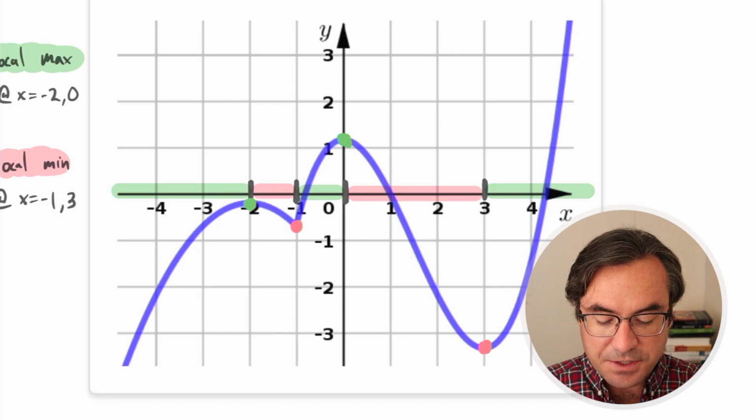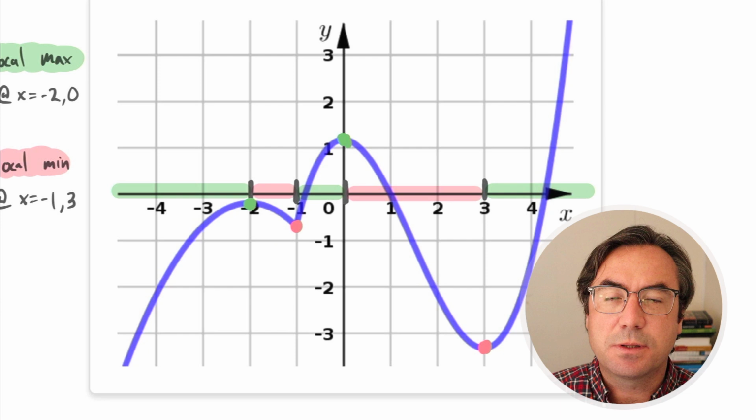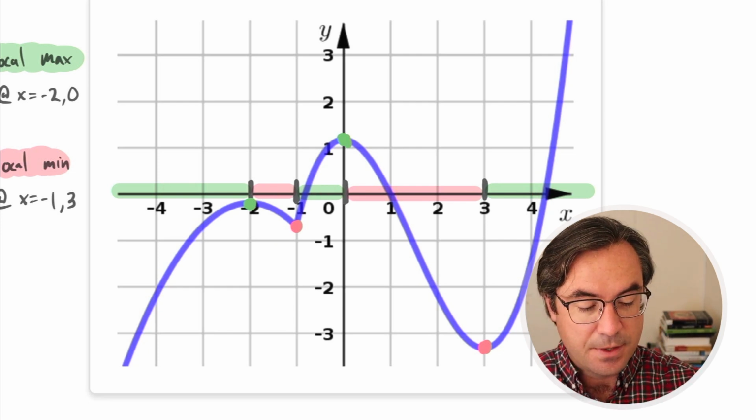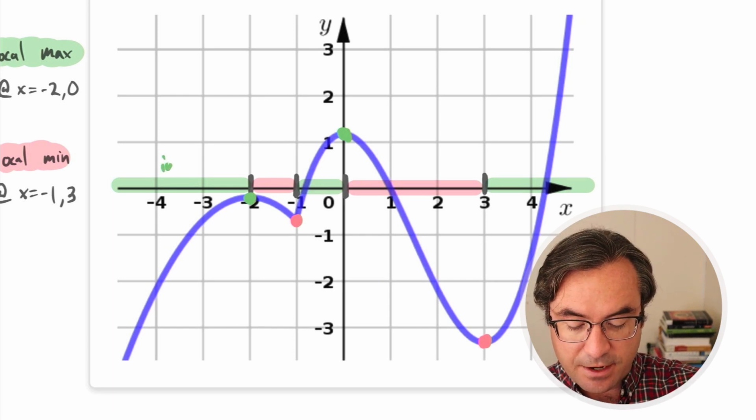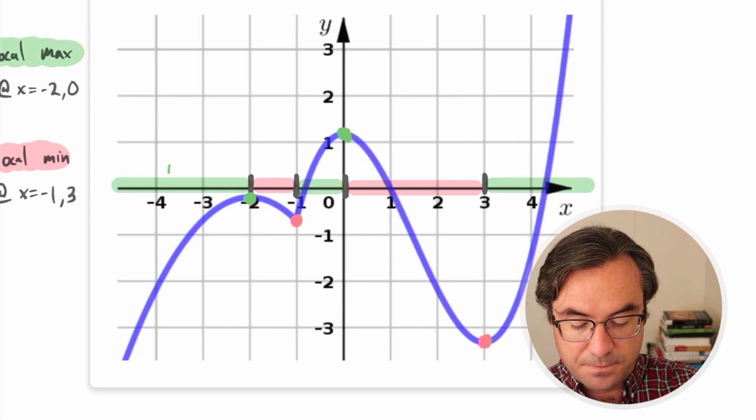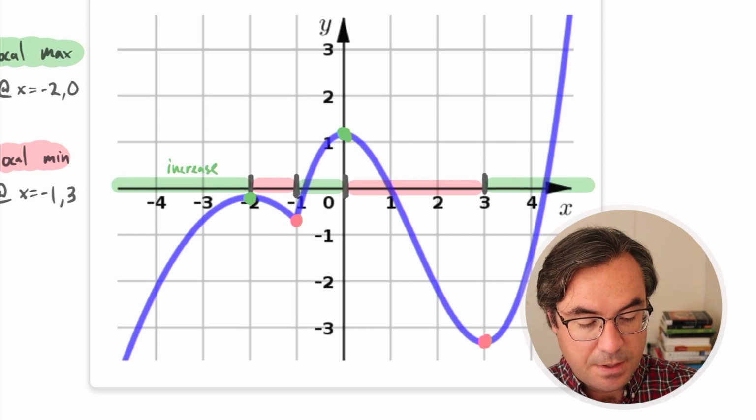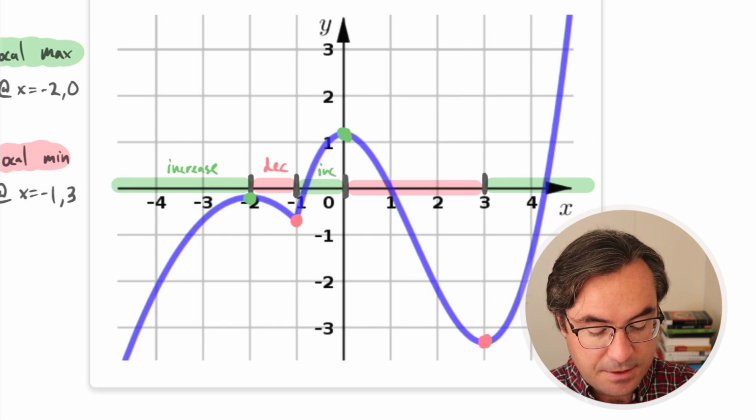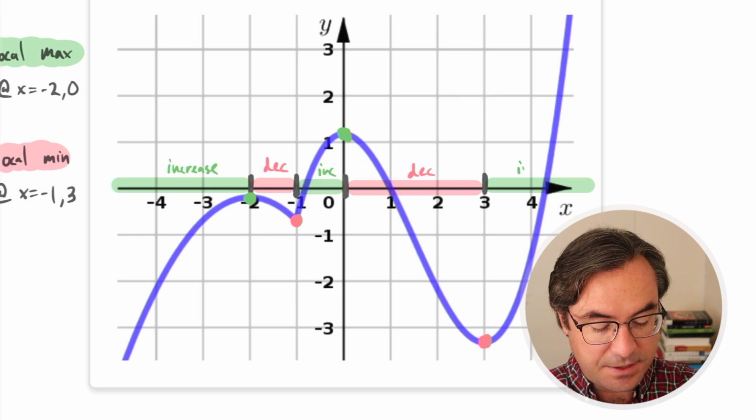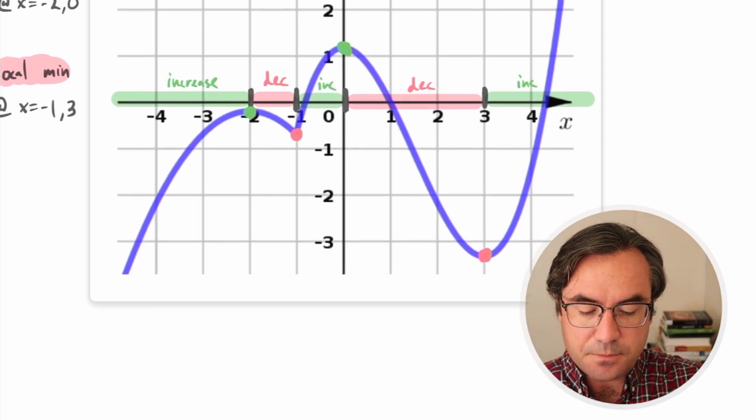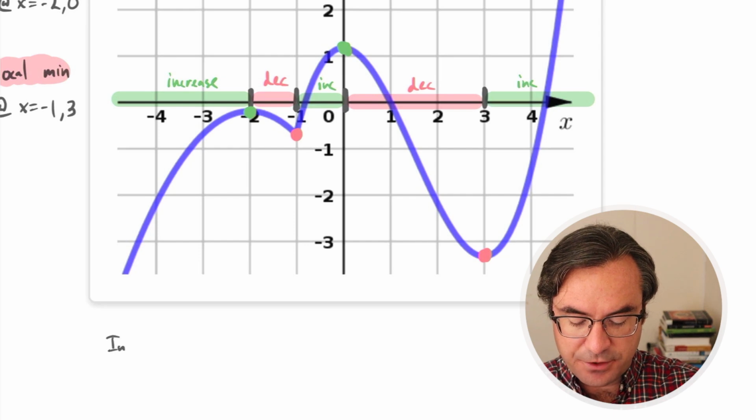So these maxes and mins are essentially splitting up our x-axis into these intervals of increase and decrease. On this interval, we would say our function is increasing. On this interval, decreasing, and then increasing, decreasing, and then back to increasing. So how would we write this out? So intervals of increase.